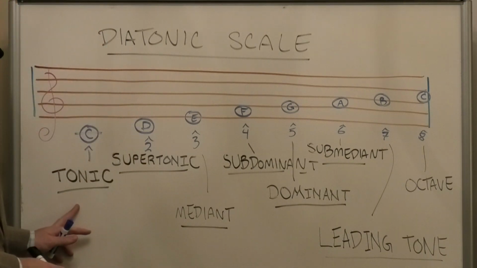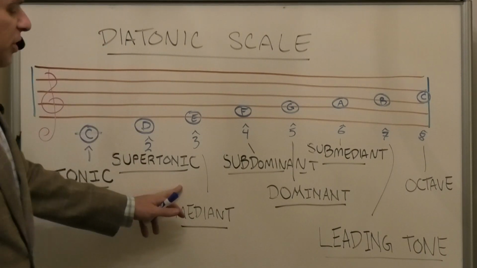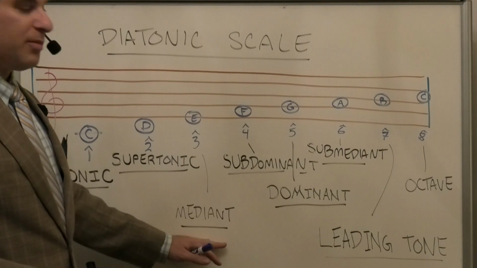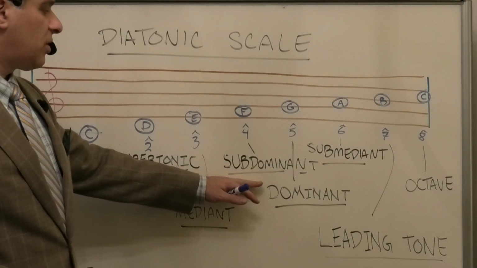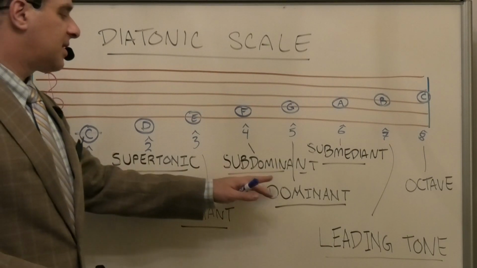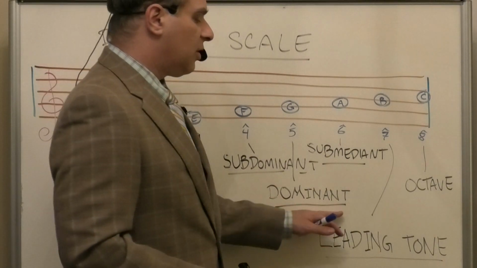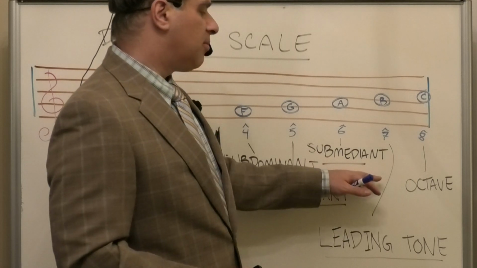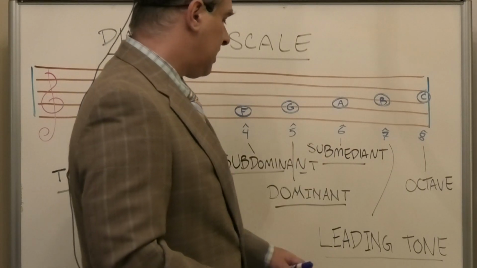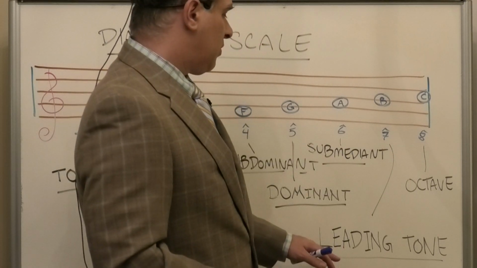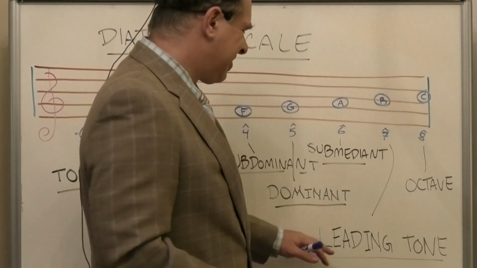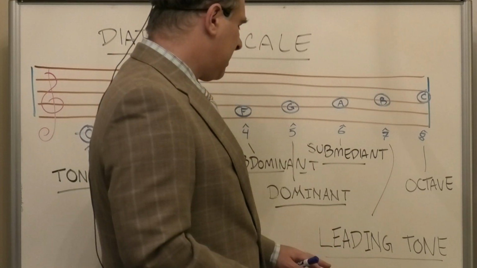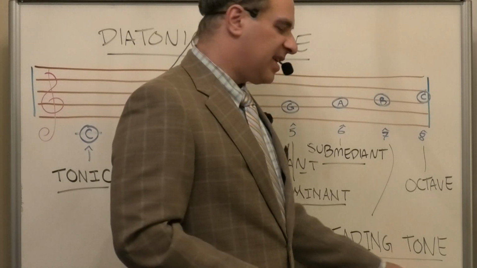So scale degree 1 is called the tonic. Scale degree 2 is called the supertonic. Scale degree 3 is called the mediant. Scale degree 4 is called the subdominant. Scale degree 5 is called the dominant. You're going to hear that word a lot, dominant. Scale degree 6 is called the submediant. We usually just call that the minor, or the relative minor. Scale degree 7 is called the leading tone.